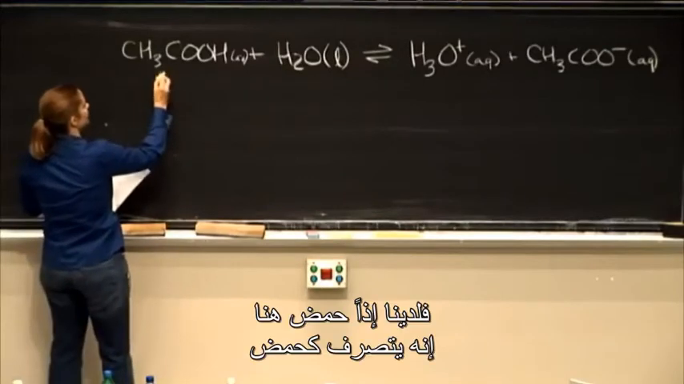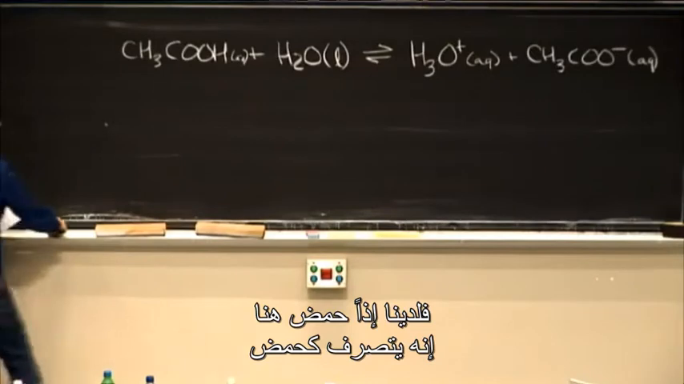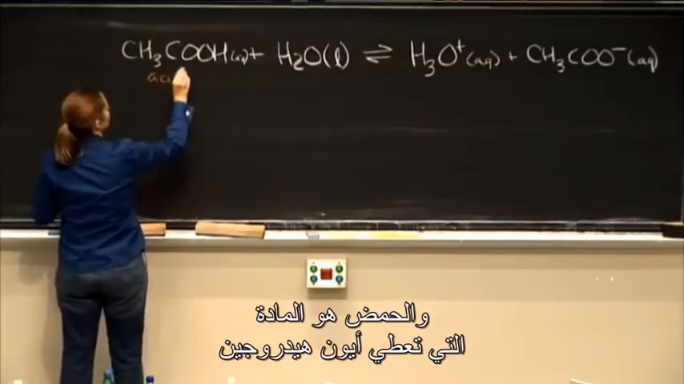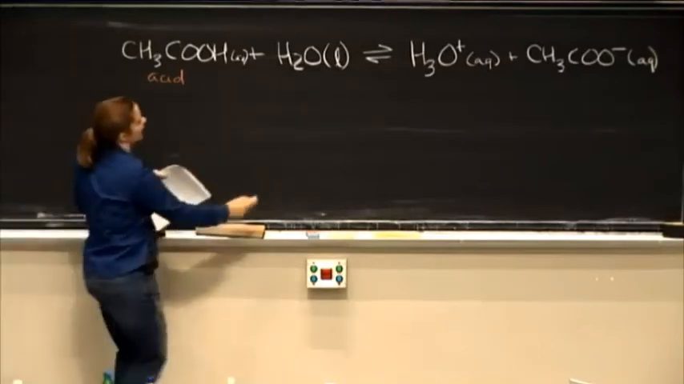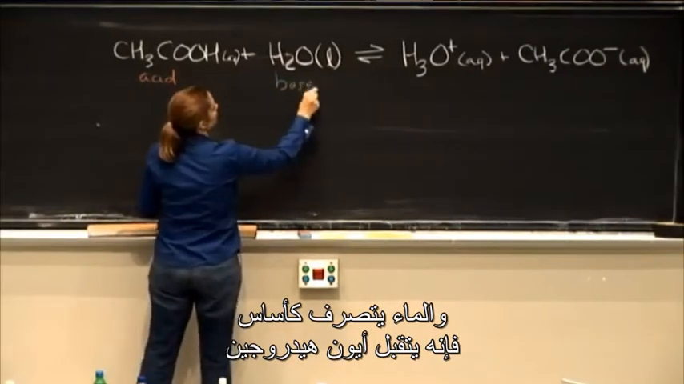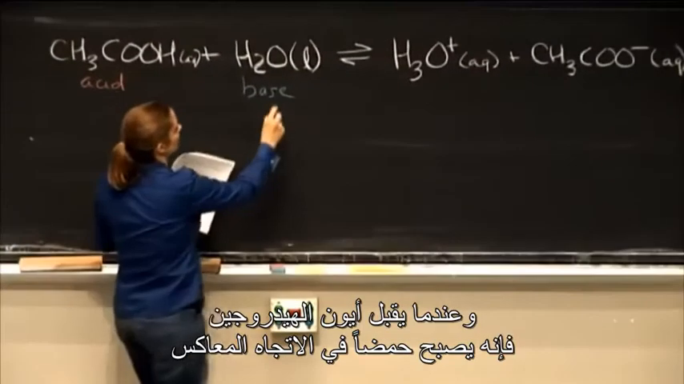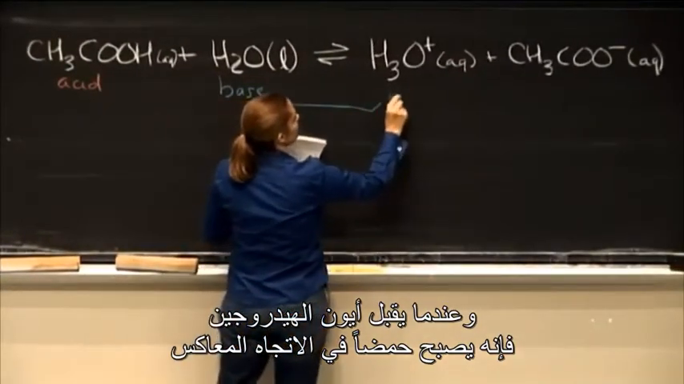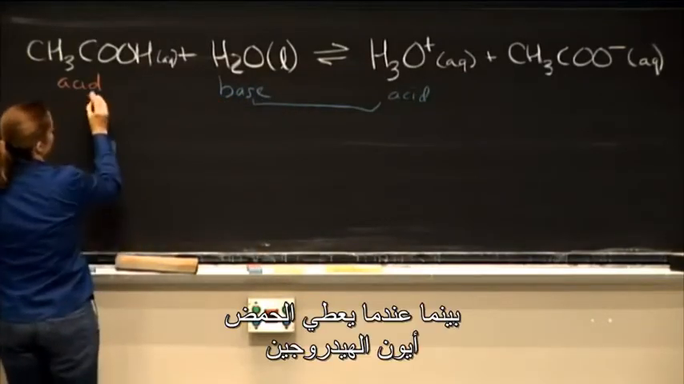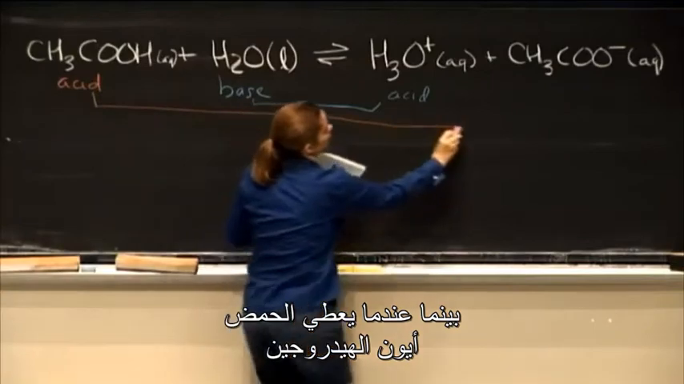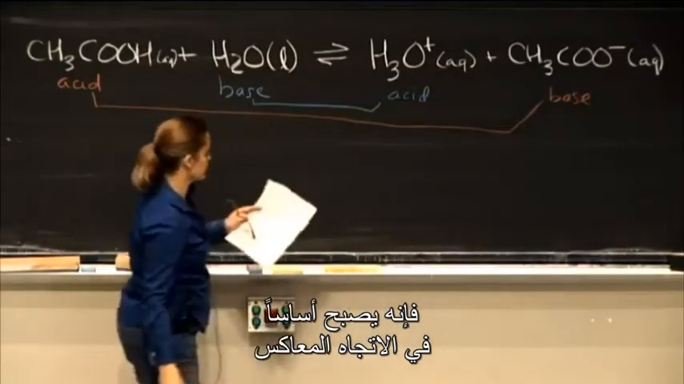So we have an acid here. It's acting as an acid. An acid acts as a substance that gives up a hydrogen ion. And the water is acting as a base. It's accepting that hydrogen ion. And when it accepts the hydrogen ion, it becomes an acid in the reverse direction. Whereas when the acid gives off the hydrogen ion, it becomes a base in the reverse direction.